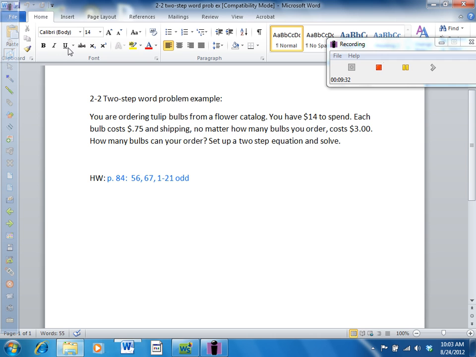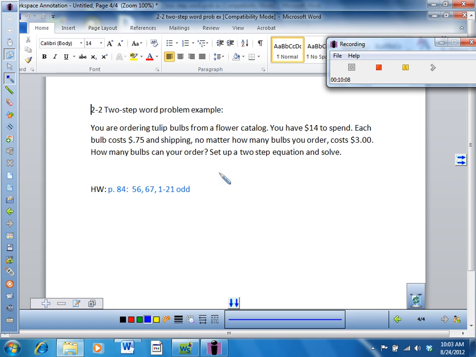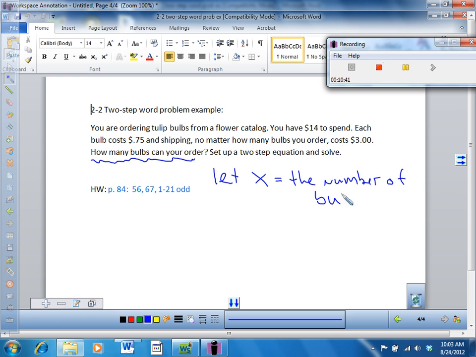So what you want to do is set up a variable. So you want to let x equal something. What should x be? No, not 75. X is called the variable. So, what are you looking for? Yeah. How many bulbs? So x is the number of bulbs. Okay? So I'm going to set up an equation.